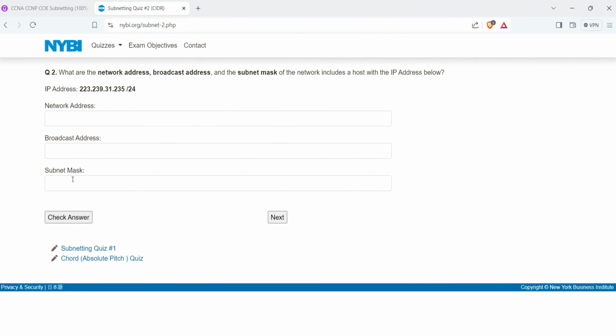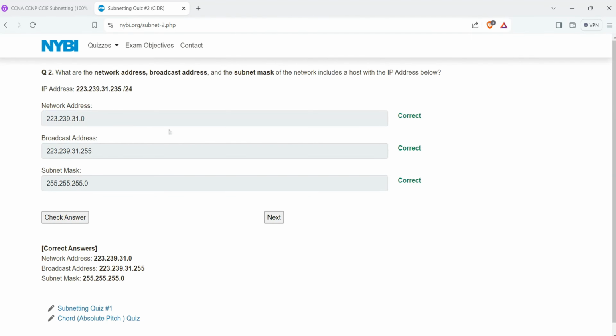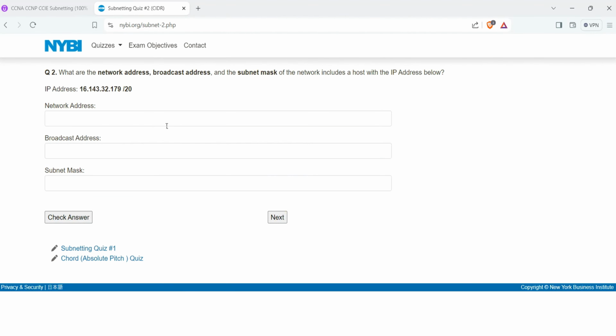Okay, slash 24. They're fooling you over here at slash 24. Why? Because look, 255, 255, 255.0. That's 24 bits. What is the network? 223.239 dot 31 dot what? Okay, and same thing over here, 223.239 dot 31 dot what? I mean, what are we looking at over here? If you really think about it, nothing is done because it's a slash 24. So this is a zero, and this is a what? A 255, just like that. See that?